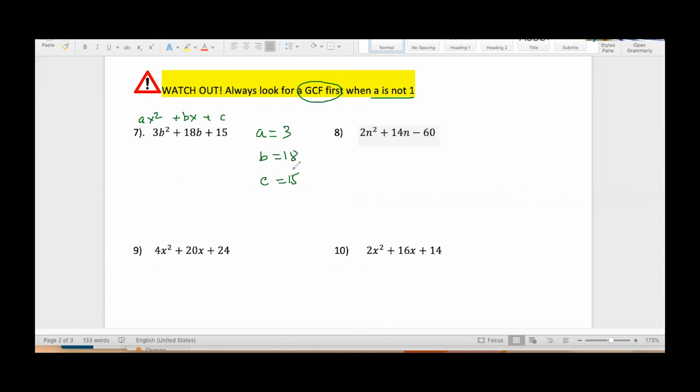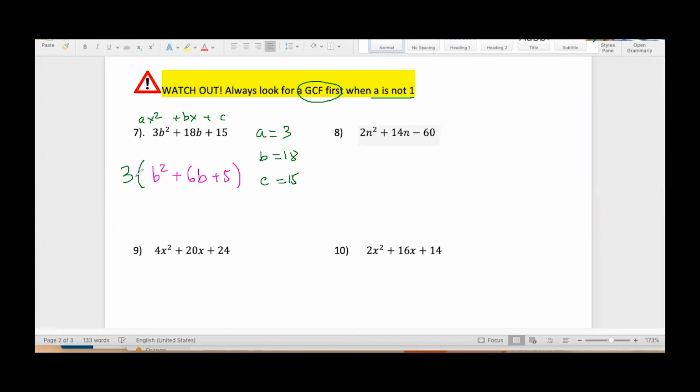Look at the numbers 3, 18, and 15. What do they all have in common? 3, yes. So you have to factor that 3 outside first. 3 divided by 3 gives you 1, so I just have b squared left. Actually, let me change to different colors so you can see it a little more colorful. Okay. And then 18 divided by 3, what do you get? Positive 6b. 15 divided by 3, what do you get? It's gonna give you 5.